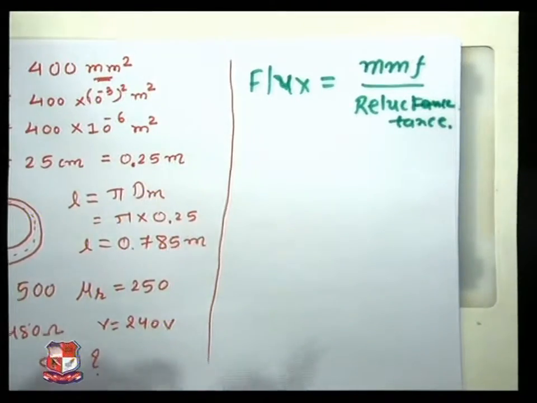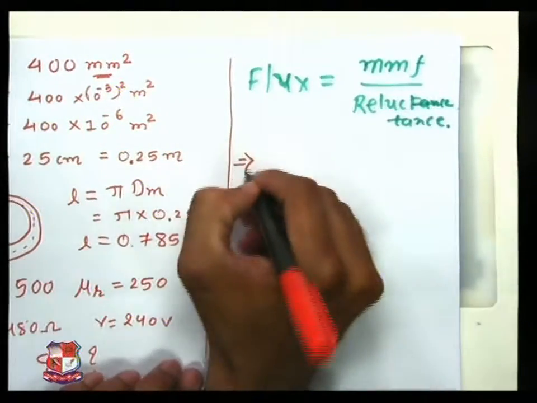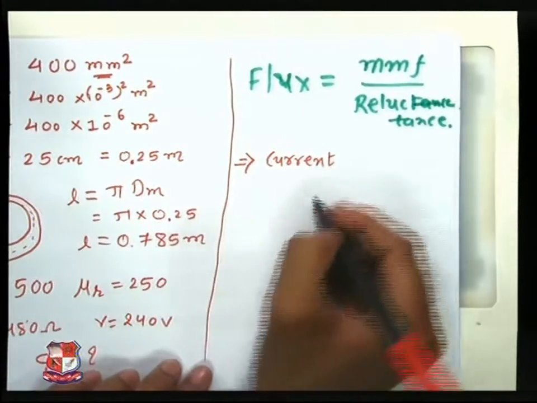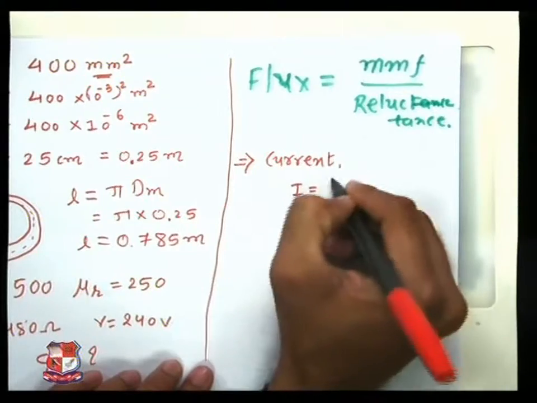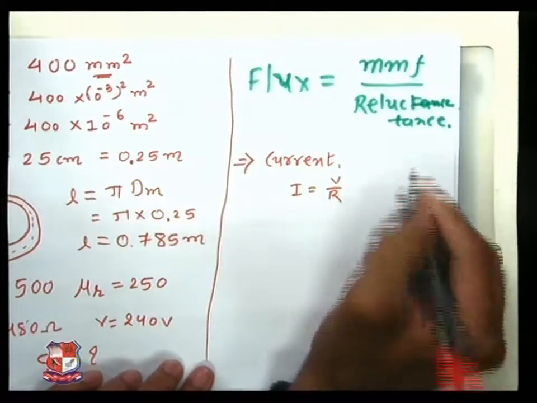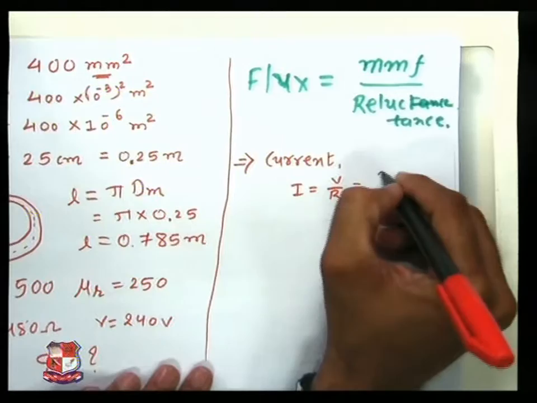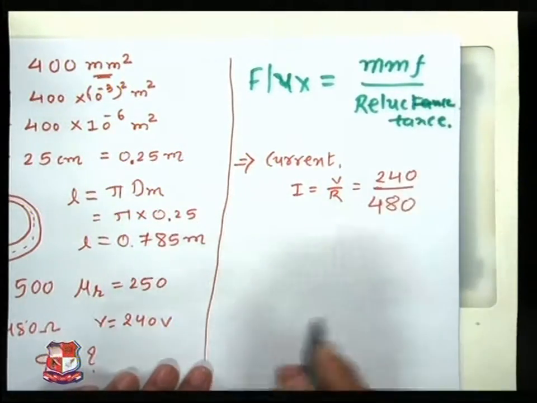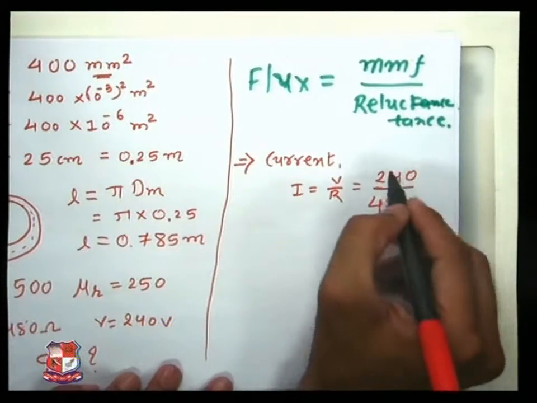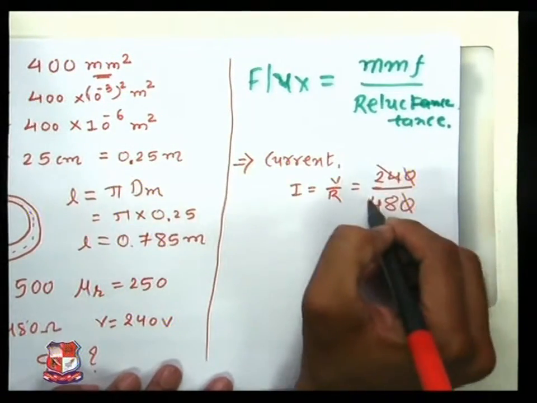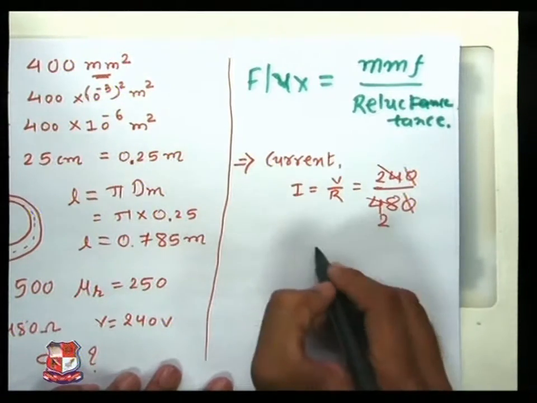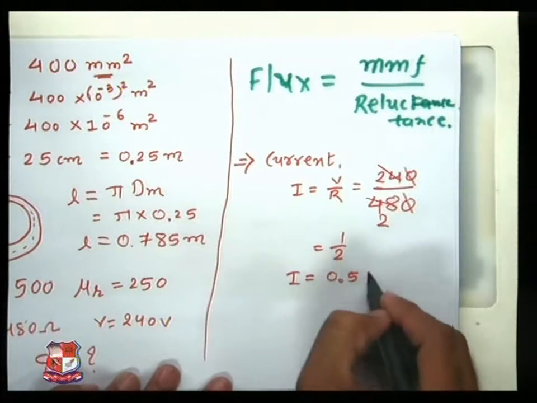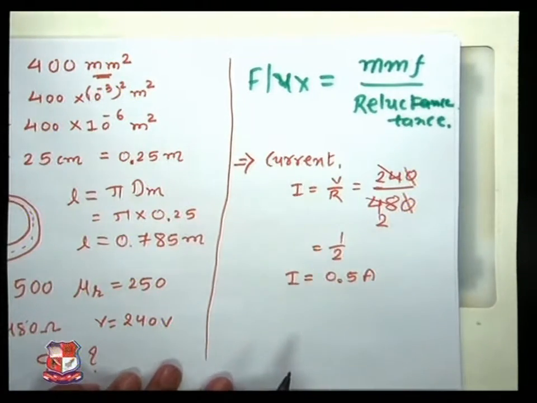Here the current flowing through the circuit is given by I equal to V upon R. So applied voltage is 240 volt, resistance is 480, cancel out 0 and 0, 24 twos are 48, that means 1 by 2. So current is 0.5 ampere.